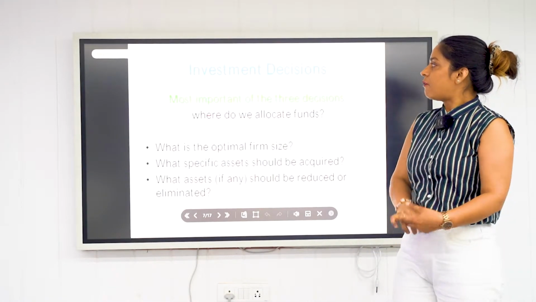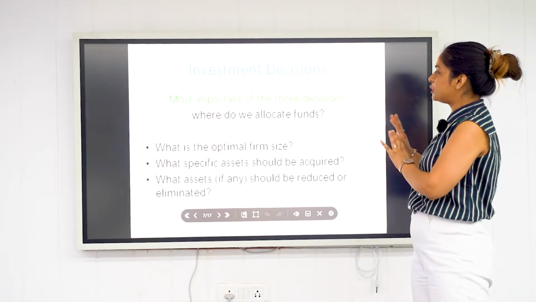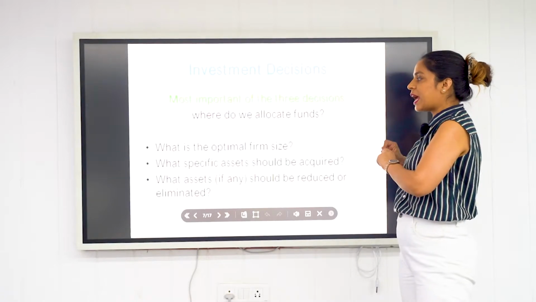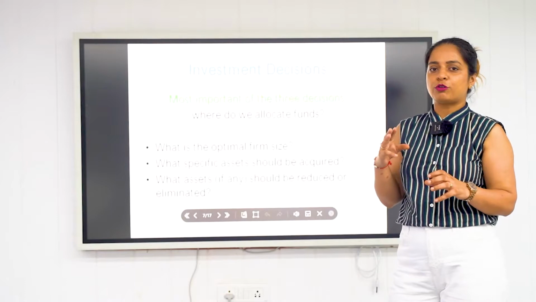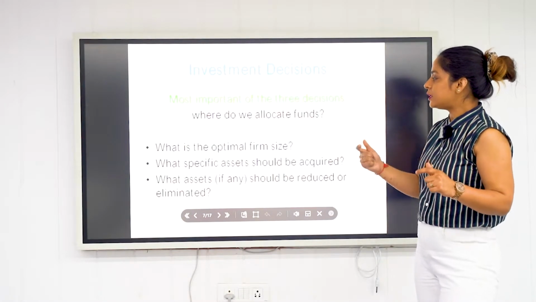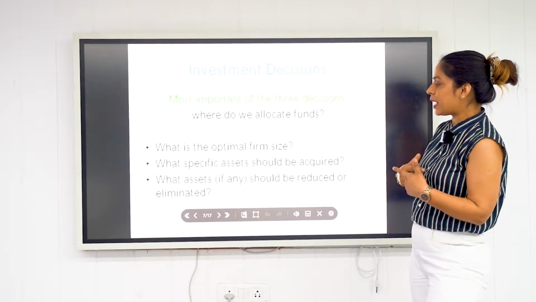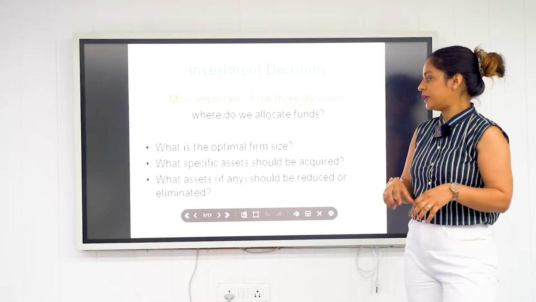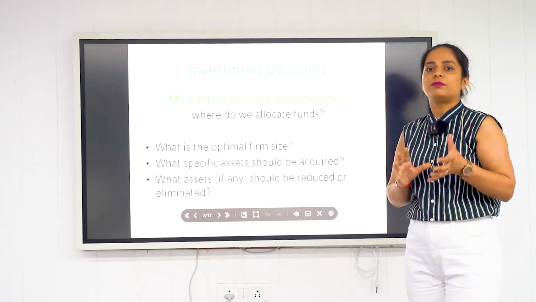Okay, next we are talking about the investment decision. It is the most important of the three decisions. Where do we allocate funds, right? There are three types of questions that arise under this criteria. What is the optimal firm size? What specific asset should be acquired? What assets should be reduced or eliminated, right? So what is the optimal firm size?